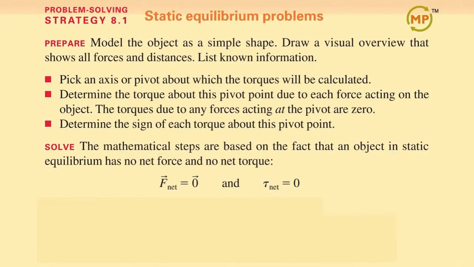And then you determine the sign of each torque. This we really now are experts. If I have a pivot point and I imagine it to rotate in the counterclockwise direction, for you guys, that's clockwise. If it rotates in the clockwise direction to you, you would typically call that a negative torque. If it rotates counterclockwise, that's what you would call a positive torque. And that's our convention. So the math steps are based on the fact that an object in static equilibrium has no net force and no net torque. So you write these equations down, you solve for the total torque and the total force, and you have a set of equations from which to solve the problem.